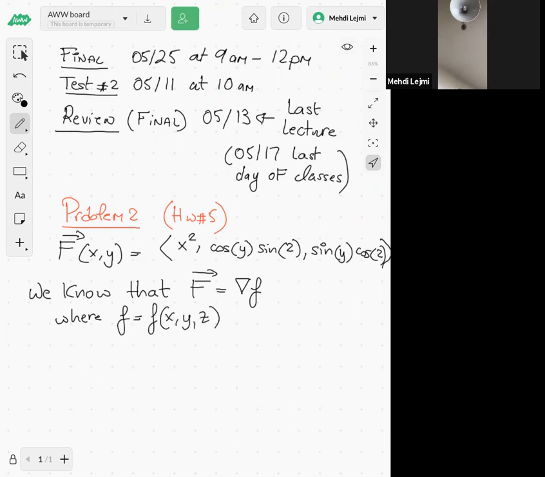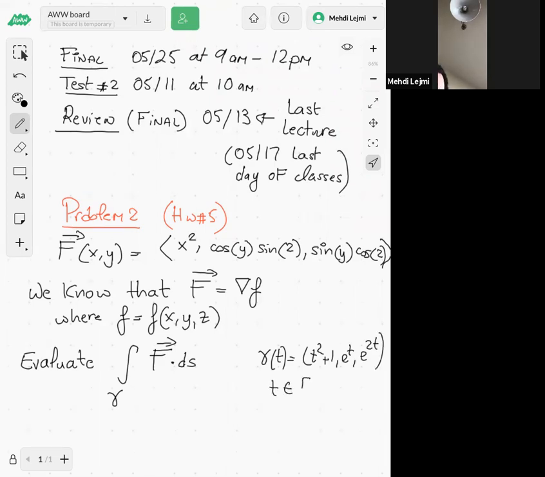Where lowercase f is a function of 3 variables. All right, so once you do that, in number 2, you have to evaluate the vector line integral of F along this path gamma. So the path gamma of t is t squared plus 1, e to the power t, and then e to the power 2t, where the time t is in the interval 0, 1.